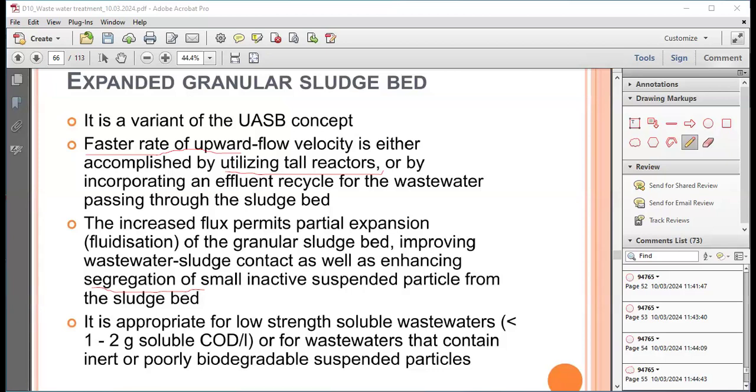Segregation of the small particles, inactive suspended particles from the sludge bed. It's a separation process. It is appropriate for low strength soluble wastewaters, 1 to gram soluble COD per liter, for wastewater that contains inert or poorly biodegradable suspended particles, right?